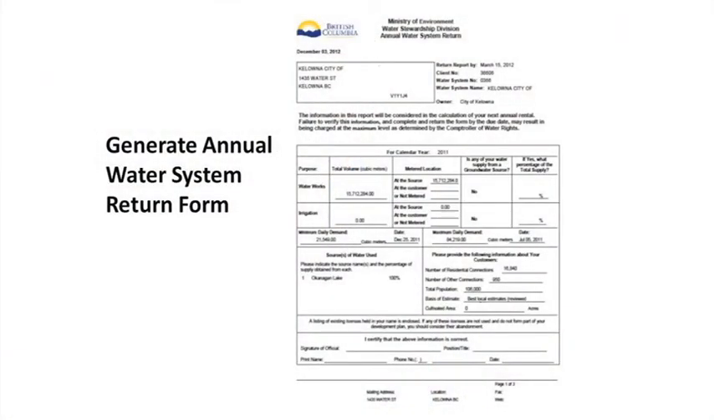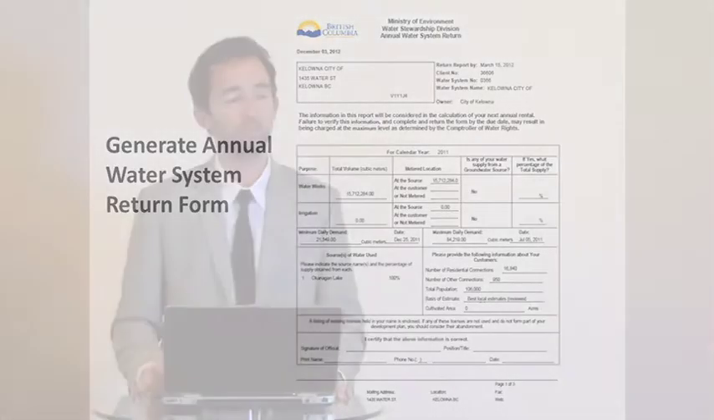Here's an example of the provincial water use form that needs to be submitted on an annual basis by surface water sources. Many of you will probably be familiar with this. But again, if you are recording your data on a regular basis, you're able to create this form automatically with the click of a button.